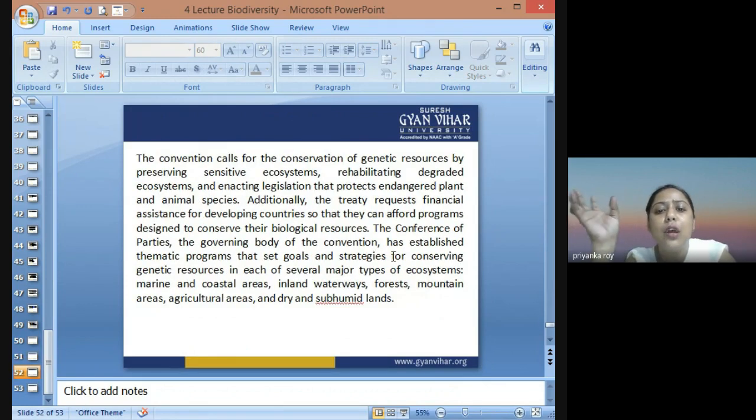The convention called for conserving the genetic resources by preserving sensitive ecology, rehabilitating degradation of ecology, and enacting licenses that protect endangered plant and animal species, in addition to the treaty requirement and financial assistance for developing countries, so that they can afford programs designed to conserve their biological reserves. A Conference of the Parties and governing bodies of the organization has been established. Thematic programs set goals and strategies for conserving genetic resources, in which several major types of ecosystems, marine and coastal areas, inland waterways, forests, mountain areas, agricultural areas, and dry and subhumid land are part of it.